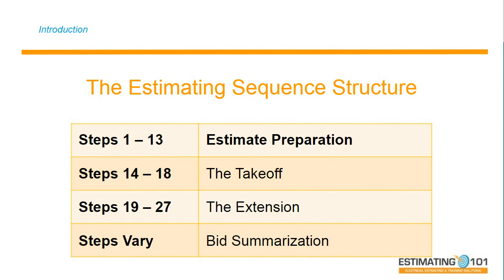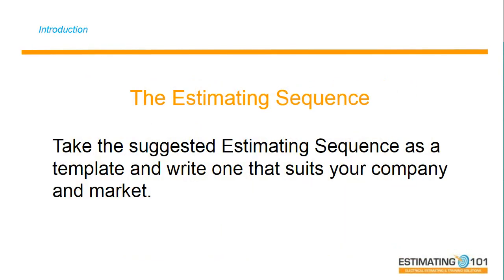So the sequence I'm going to give you is broken down into basically four big components: the prep, the takeoff, the extension and checking the estimate, and then putting together a bid summarization. Your company may have a different number of steps. You may not adopt all of these that I present, and that's fine. If it doesn't fit your market and what you do, then you find one that does. So take this sequence and adopt it, modify it, and make it work for what you do.